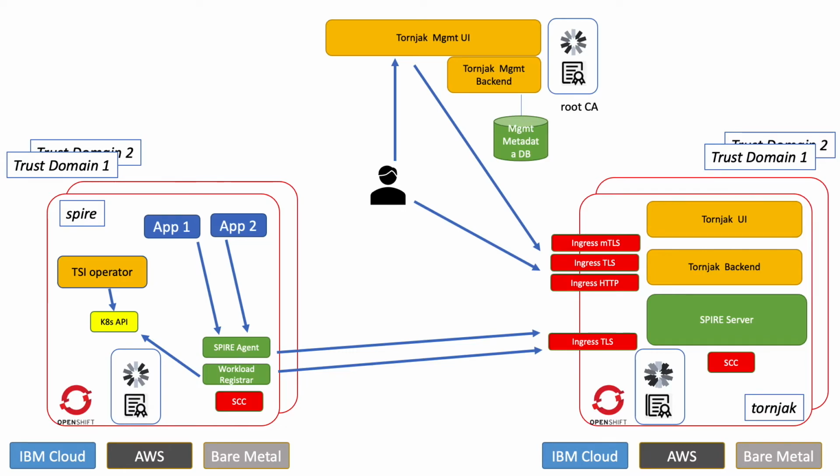This is now how it looks when we introduce the Tornjak management UI. By having this Tornjak management, we can now support multiple individual Tornjaks with the individual SPIRE servers. That also allows us to control multiple trust domains.